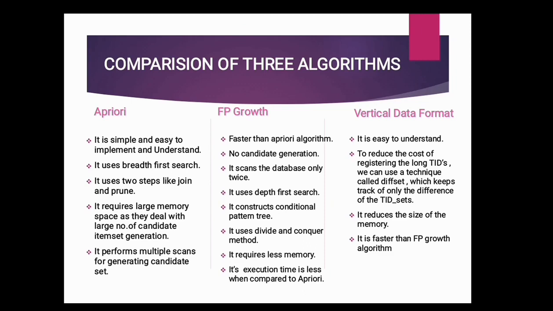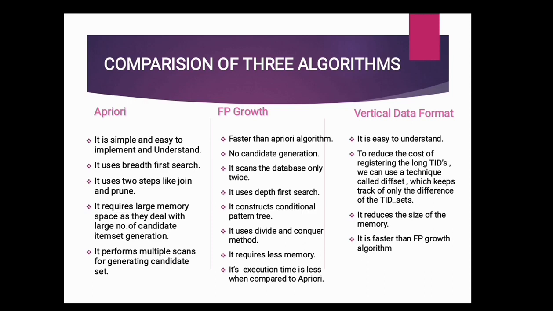Now comparing these three algorithms. The Apriori algorithm is simple and easy to implement and understand. It uses breadth first search and two steps, join and prune. But the FP growth algorithm is faster than the Apriori algorithm. There is no candidate generation. It scans the database only twice and it uses depth first search.